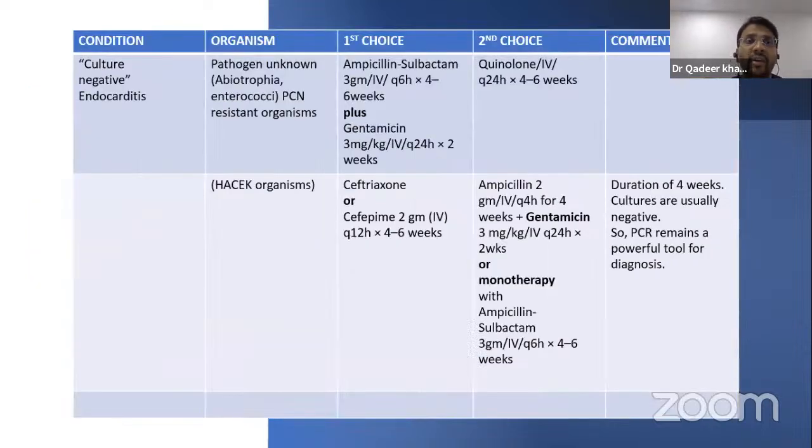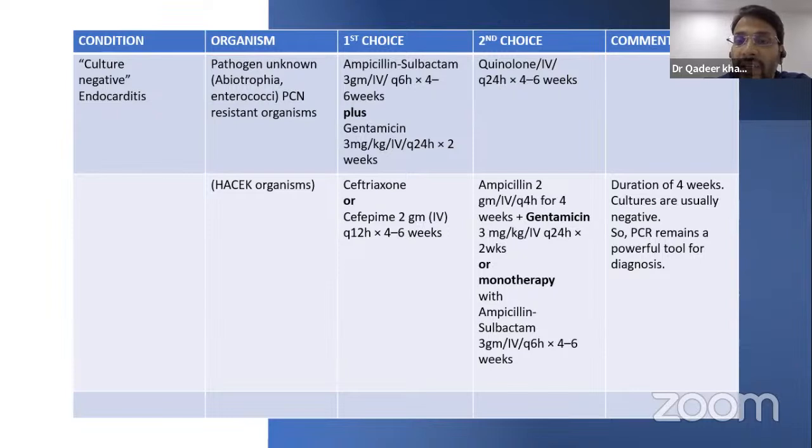There is also one entity called culture negative endocarditis, wherein pathogens most commonly are Abiotrophia, enterococci, and PCN resistant organisms. First choice will be ampicillin sulbactam plus gentamicin for a duration of 6 weeks. Gentamicin should be given for 2 weeks. Also, we should consider quinolones OD for 4 to 6 weeks. If it is a group of organisms, then ceftriaxone or a fourth generation cephalosporin should be given for a duration of 4 to 6 weeks.